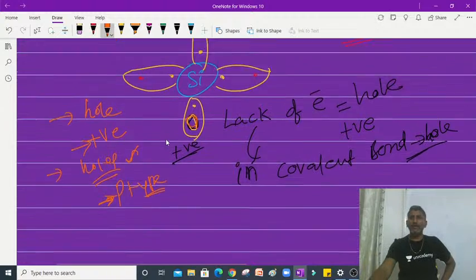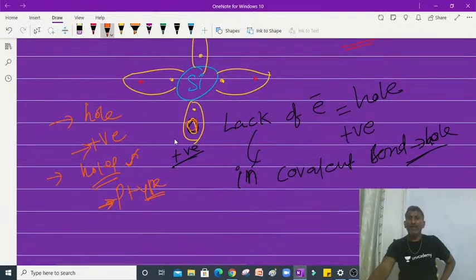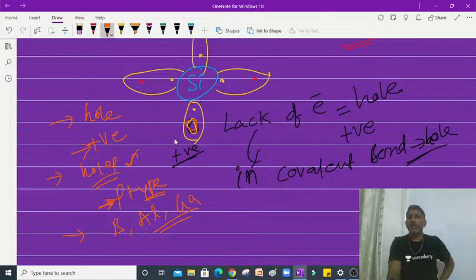So what we concluded here: whenever trivalent impurities are added, examples for this are beryllium, boron, aluminum, gallium. These are the examples for trivalent atoms. So here, due to positive charge as majority, these are said to be p-type semiconductor materials.